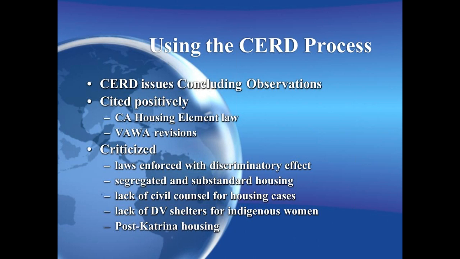What comes out of this process? It's called the concluding observations from the committee, which, again, can be very specific to issues that you're working on. In the last round, we got specific references to the California Housing Element Law, which specifically mandates inclusionary zoning processes. We also got a positive mention to the Violence Against Women Act revisions that's protected women and children in domestic violence situations from being discriminated against in federally funded housing. We also got the committee to specifically criticize broadly laws that are enforced with discriminatory effect, but then some very specific references to segregated and substandard housing and access to civil counsel and other issues that we use on a daily basis in our advocacy.